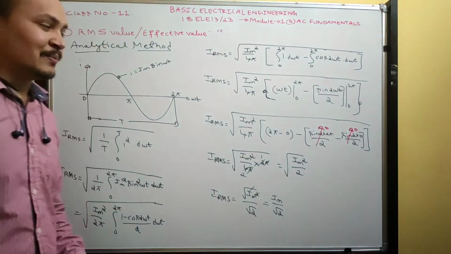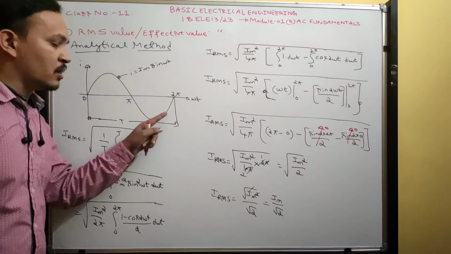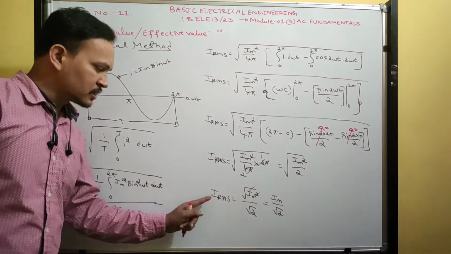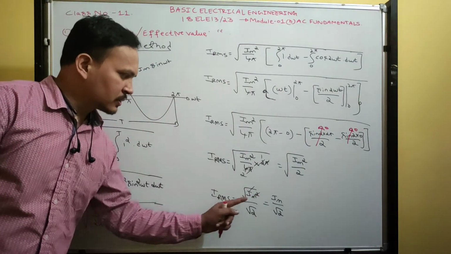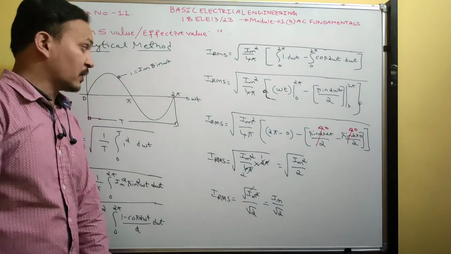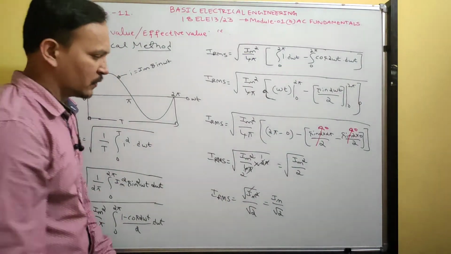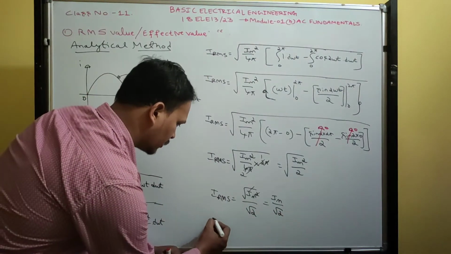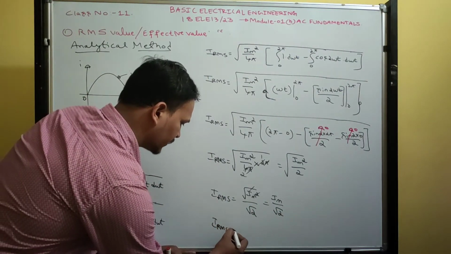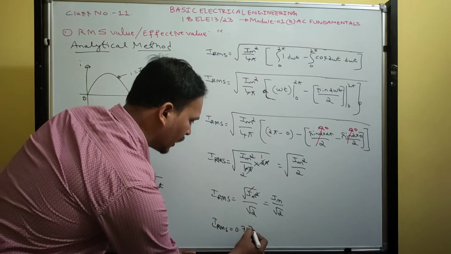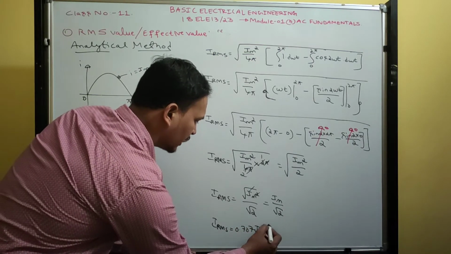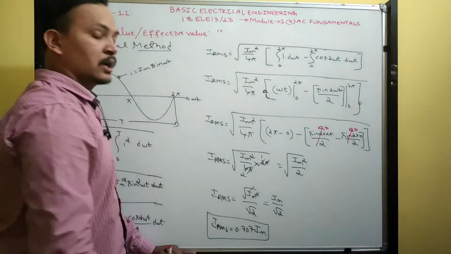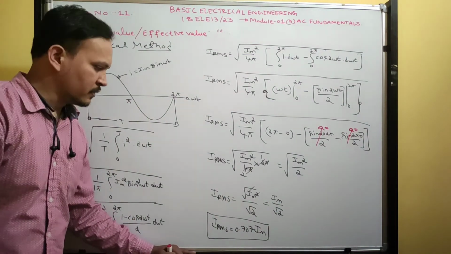What is the RMS value of a pure sinusoidal waveform? The RMS value of a pure sinusoidal waveform is IRMS equal to Im by root 2. Now do it in the calculator: 1 divided by root 2. It gives a numerical value 0.707 times of Im.